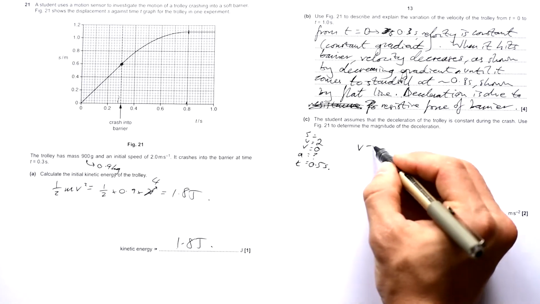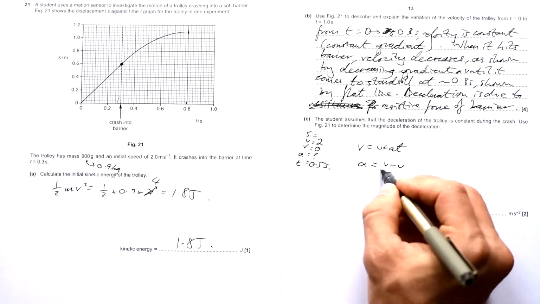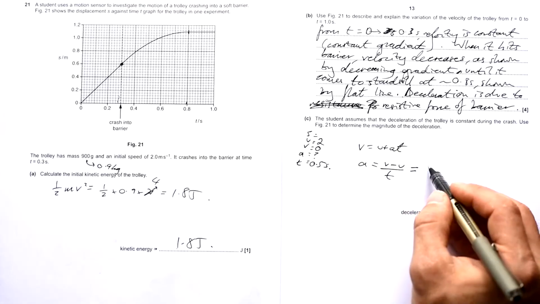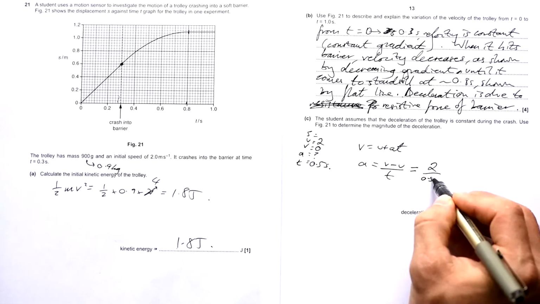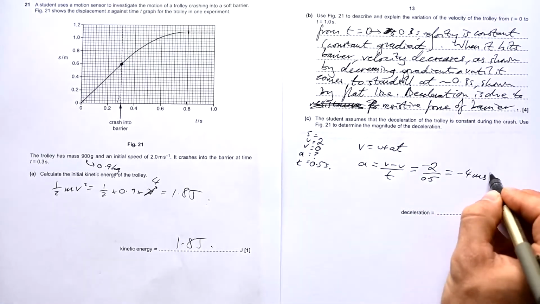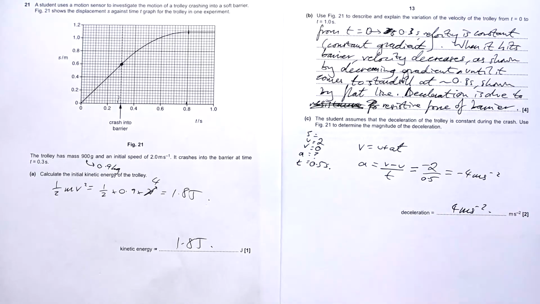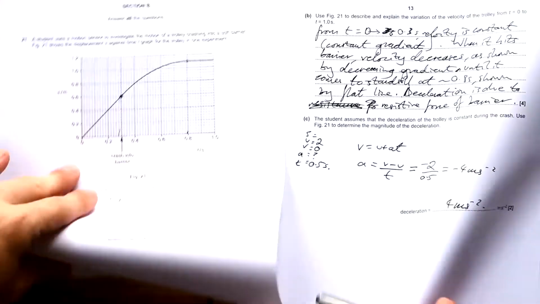So we're looking for V equals U plus AT. So A is going to be V minus U divided by T. And so we end up with 2 divided by 0.5. Technically it's going to be minus 2. So we end up with minus 4 meters per second squared. But it's deceleration, so they've already taken that minus into account.